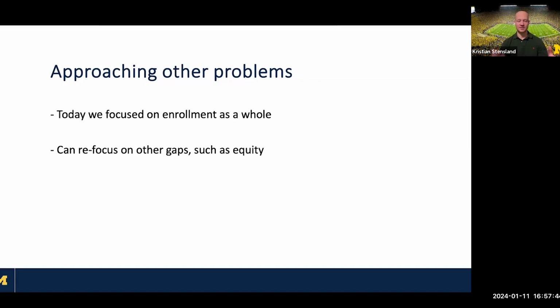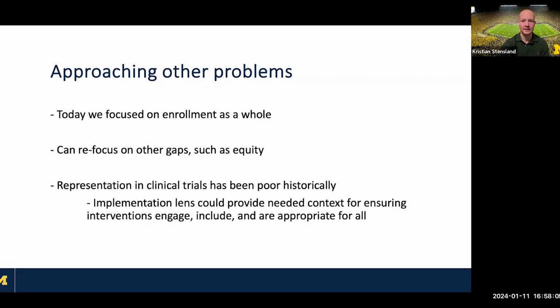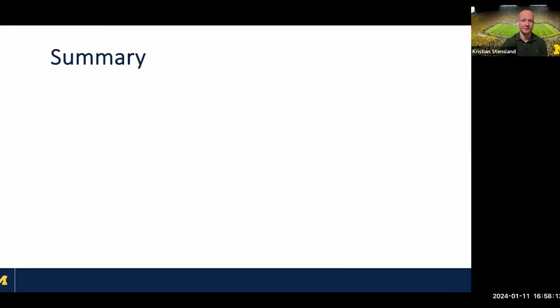I think this same approach can be applied to exactly that problem of saying, let's use these frameworks, let's meet with patients, figure out why this is such a problem, meet with providers, figure out where the gaps are there, and try to engage with that. As I mentioned, representation in clinical trials has been poor historically, and I think we can do a much better job of figuring out where the gaps are so we can overcome them. And I think the implementation lens could provide the needed context for ensuring these interventions engage, include, and are appropriate for all of our patients and our providers.